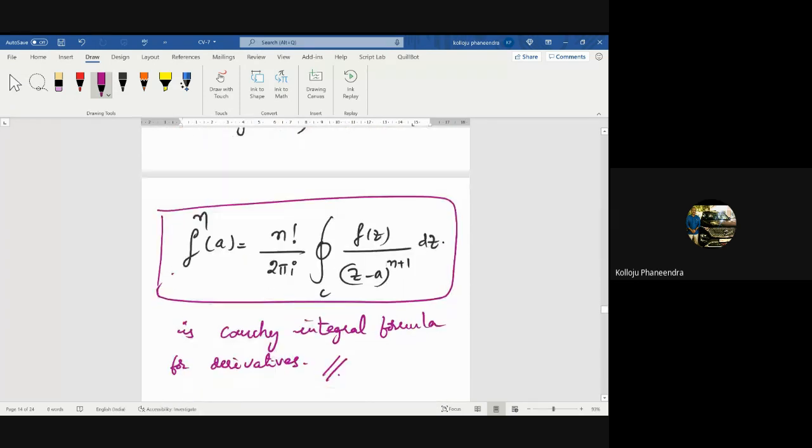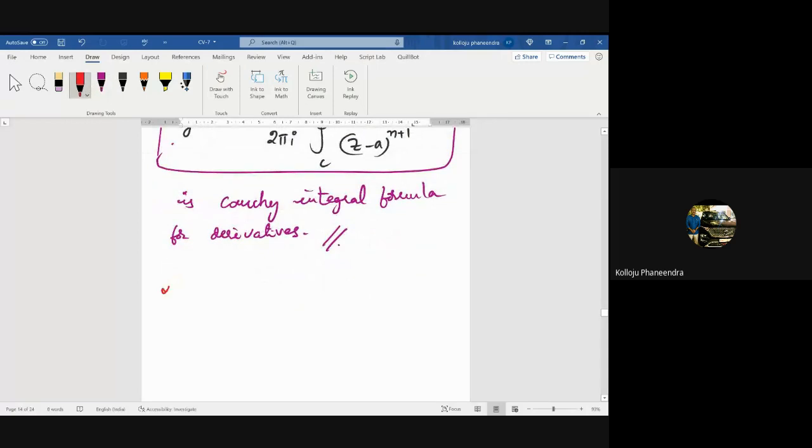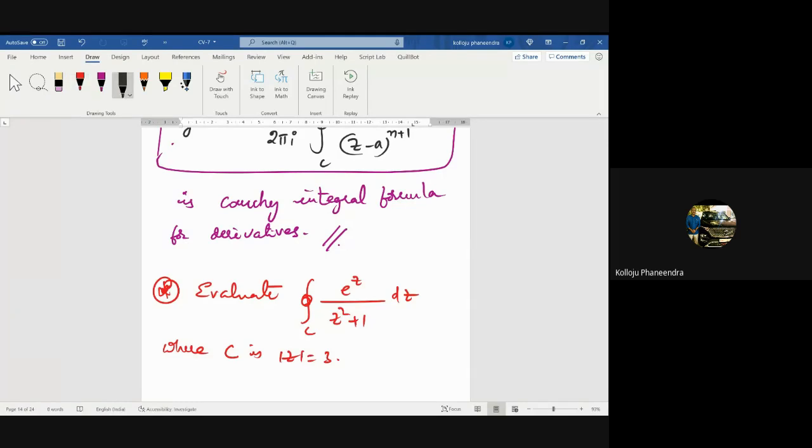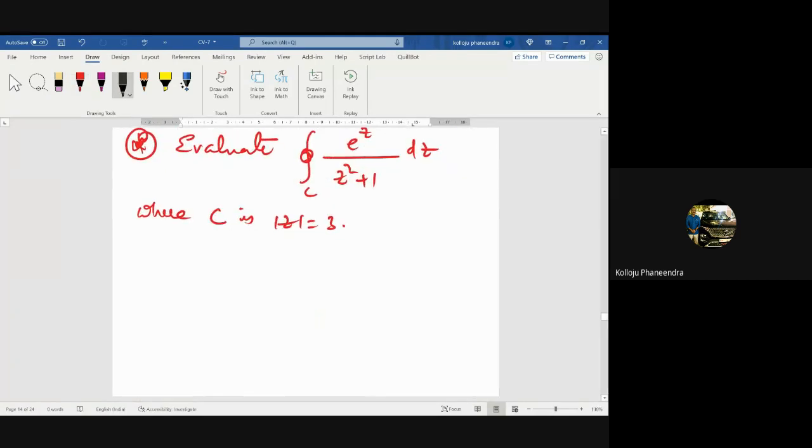Now let me handle one problem. In the next class I will take other problems. Evaluate the integral over C of e power Z by Z square plus 1 dz, where C is mod Z equal to 3. Solution.